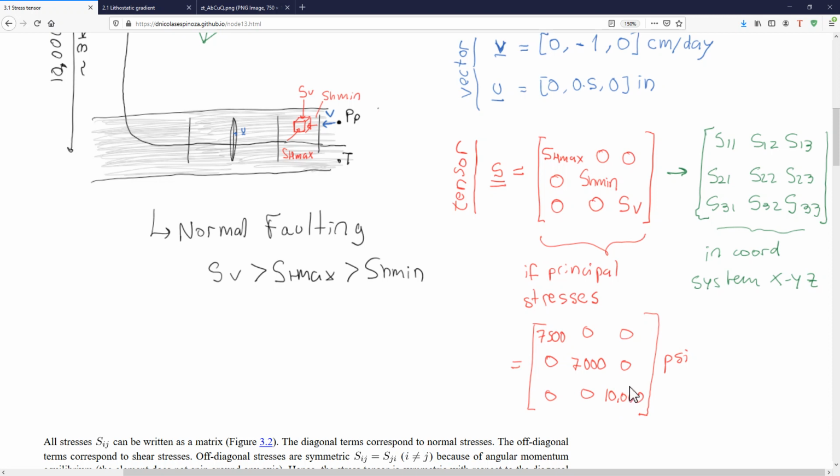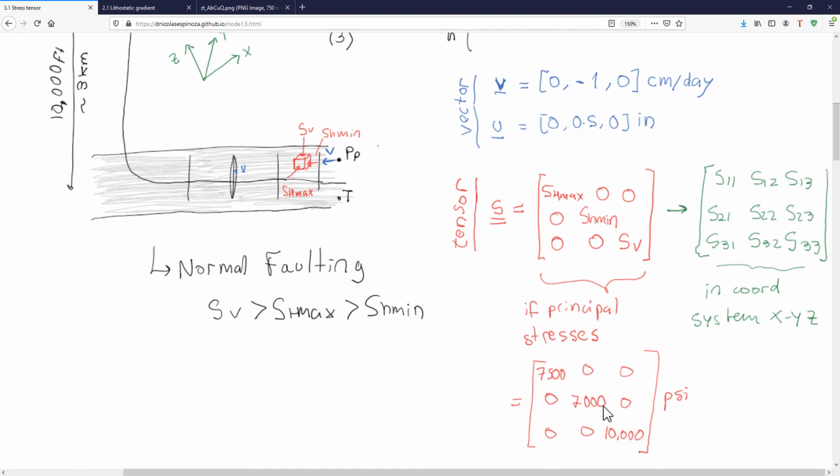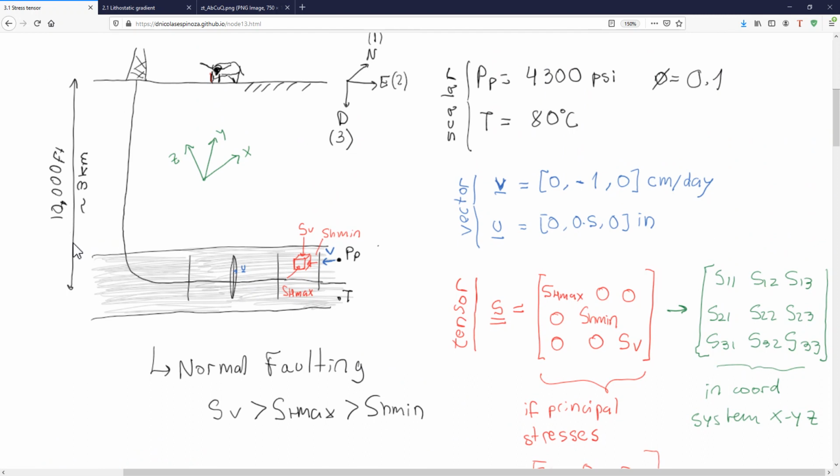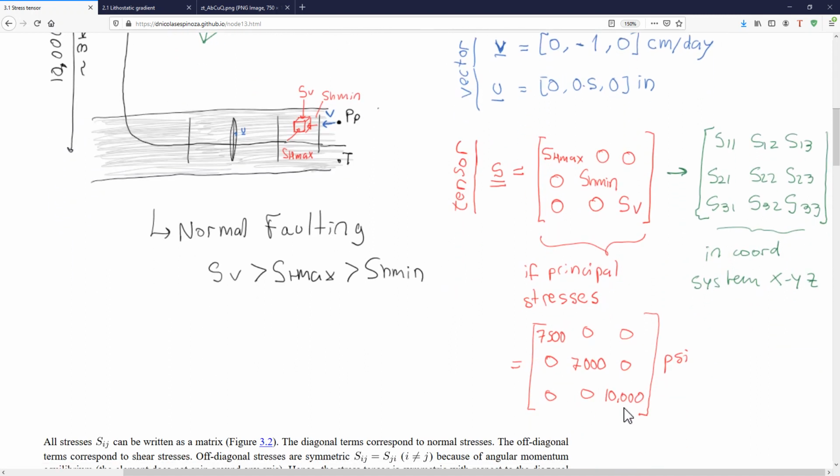In this particular example, just to finish the example, I have put some typical values for stress. Remember that onshore, a typical gradient for vertical stress is 1 psi per foot. So if we are at 10,000 feet, then we're going to have 10,000 psi for the vertical stress, and a typical value of maximum or minimum horizontal stress in a normal faulting condition would be about 70%, or in an unconventional formation, maybe a little bit more, of the vertical stress.